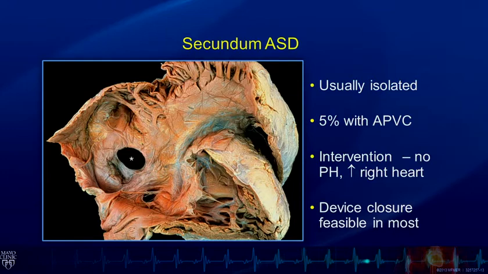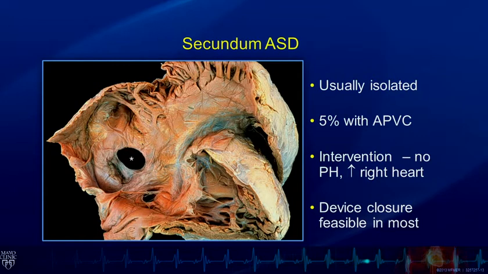So this is a pathologic image opened from the right side. We're viewing the right atrium on the left side of the screen and the right ventricle on the right side of the screen. The asterisk demonstrates a large secundum atrial septal defect. You'll see that it's located in the mid portion of the atrial septum, and this is usually an isolated abnormality. Less than 5% of cases will have associated anomalous pulmonary venous connection.